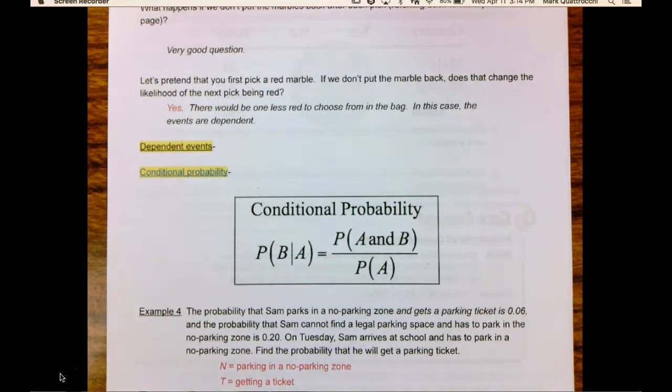Let's define dependent events as two events where the occurrence of one does affect the other. Conditional probability is the probability that event B occurs given that event A has occurred.